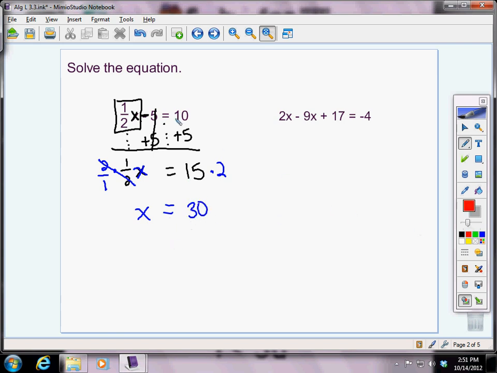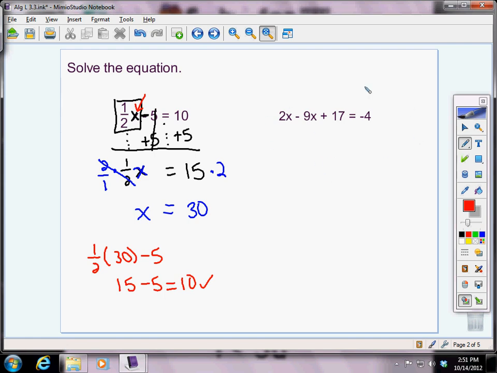As always, go ahead and plug it in. What is 1/2 of 30 minus 5? 1/2 of 30 is 15, and 15 minus 5 equals 10. So we know we did it right.